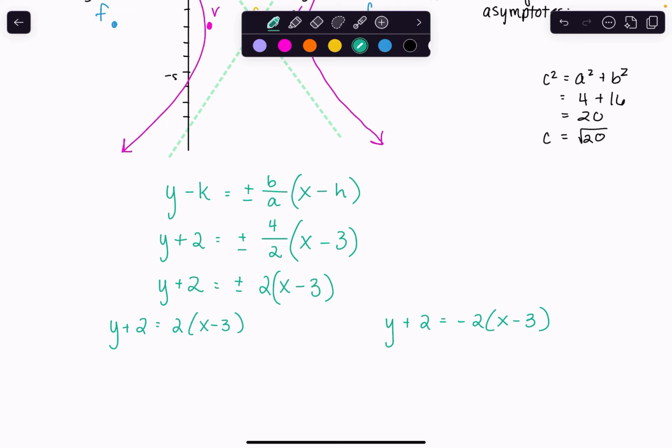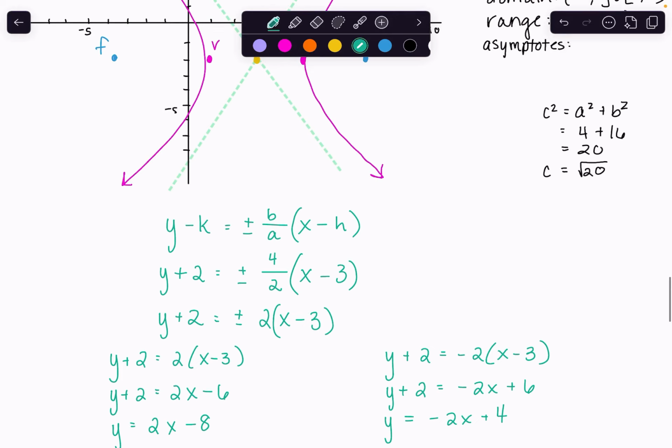So we want to put this in slope-intercept form. Distributing out the 2 on the first one will be 2x minus 6. And then subtracting 2 gives us the line y equals 2x minus 8. Doing the same thing for the negative slope will give us negative 2x plus 6. And then subtracting 2 gives us negative 2x plus 4. So those are the equations of our two asymptotes: y equals 2x minus 8, and then y equals negative 2x plus 4.